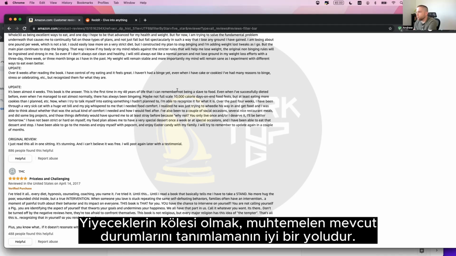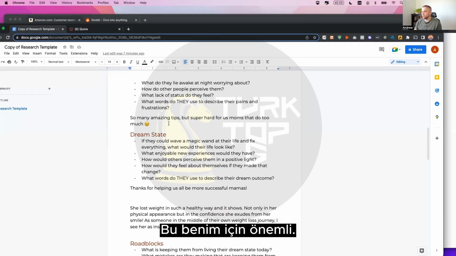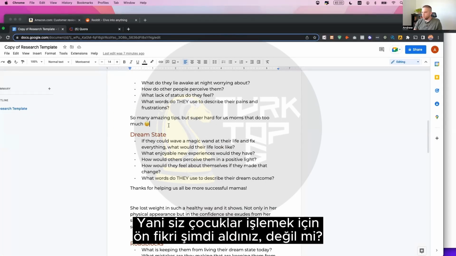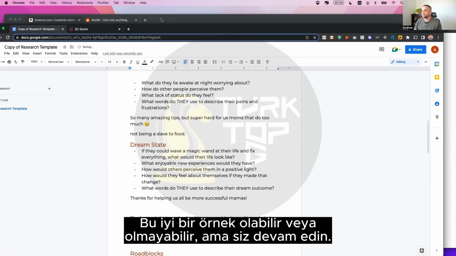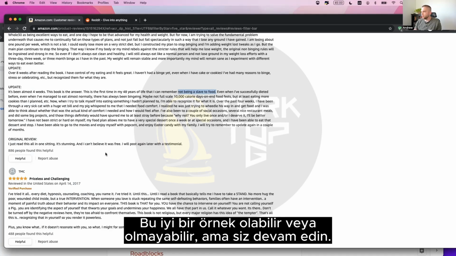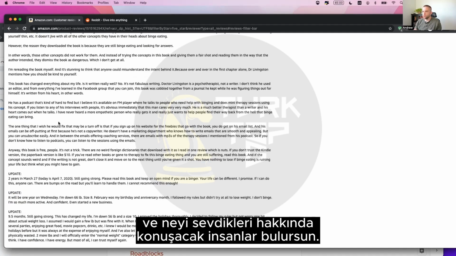Being a slave to food is probably a good way to describe their current state. Again, they feel trapped. They feel like a slave. That's important information. So you guys get the idea of the process now, right? You can go through, you can read this stuff. This may or may not be a good example, but you can keep going. You go through and you find people to match it, that overshare and talk about what they like.